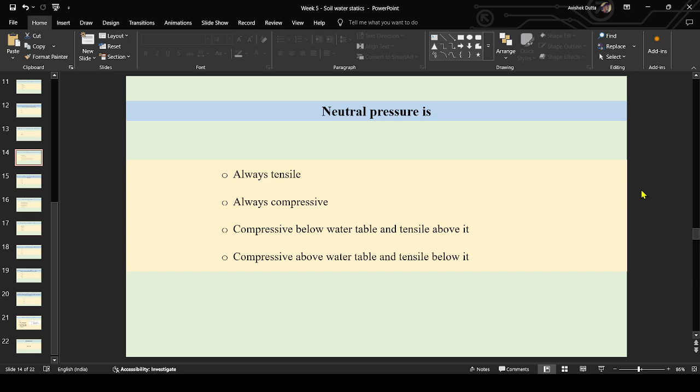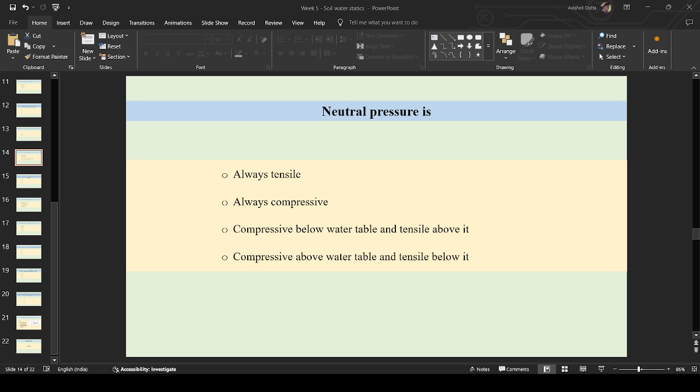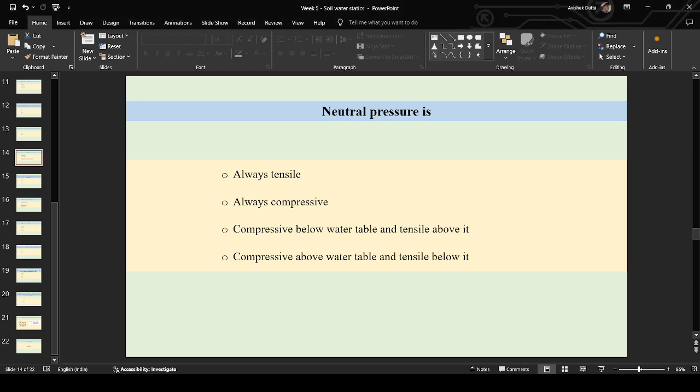Neutral pressure is: first option, always tensile. Second option, always compressive. Third option, compressive below the water table and tensile above it. Last option, compressive above water table and tensile below it.